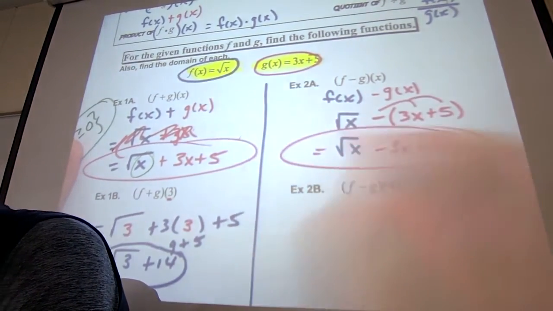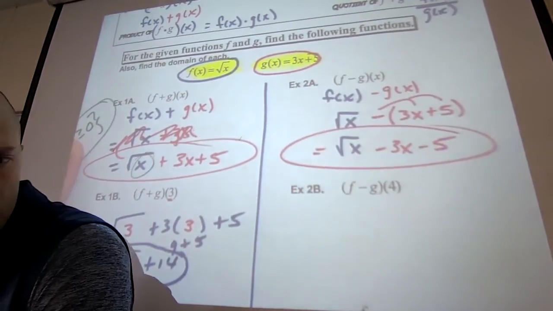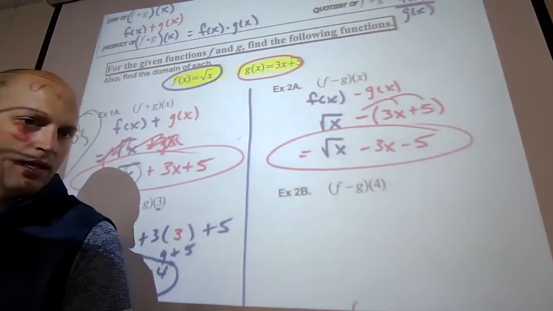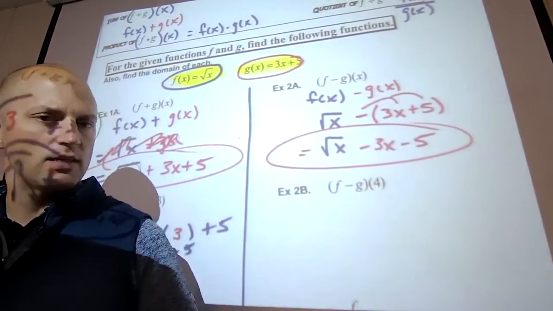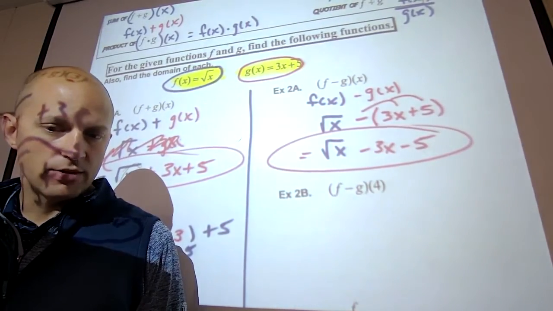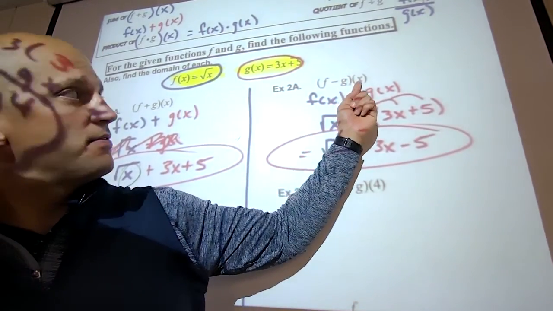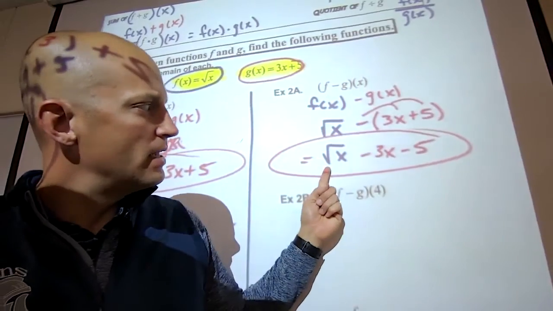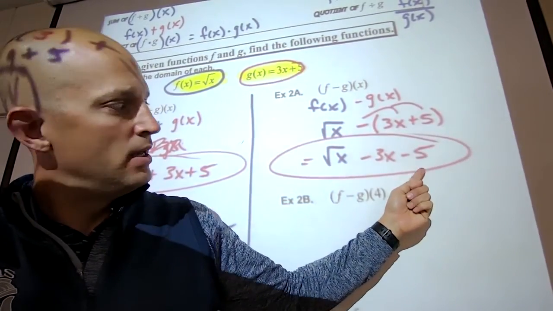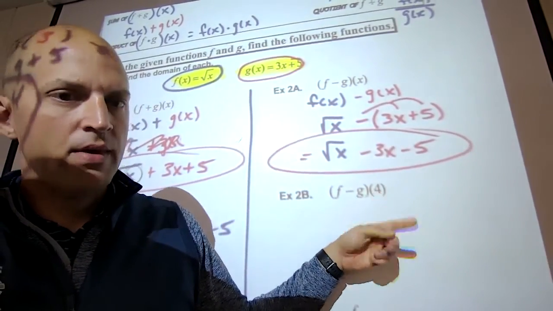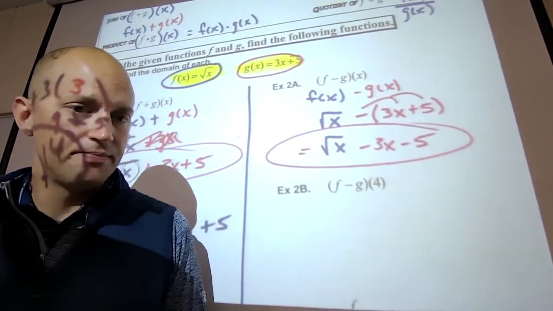Okay, and that's all I got. That's f minus g of x. There's nothing I can combine. There's no like terms there. It is what it is. Final answer. So the big idea is if this is an x, my answer is going to have an x in it. And if this is a number, then I should get a number when I'm all done.